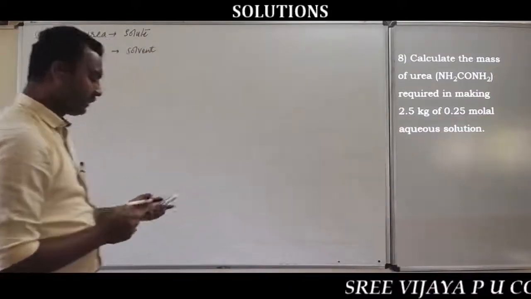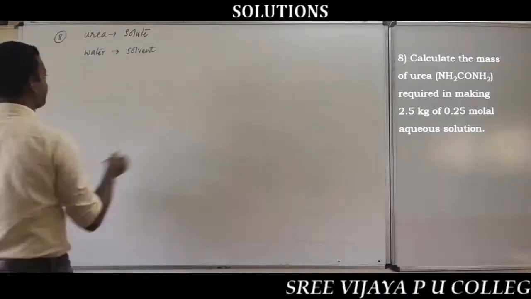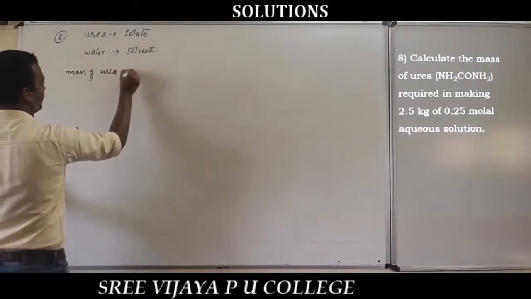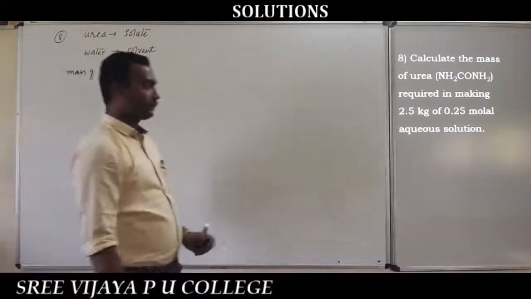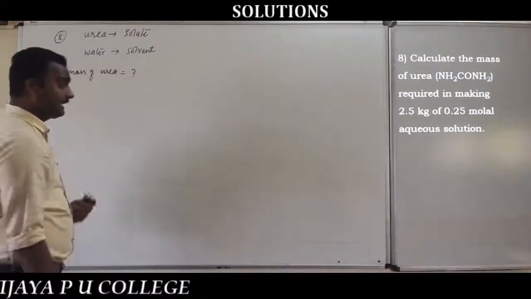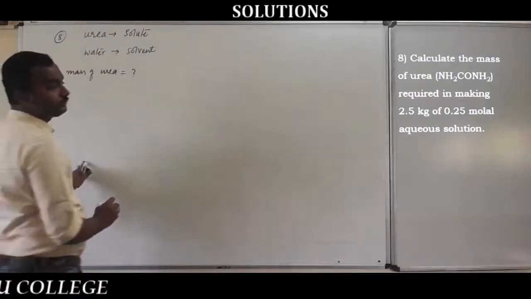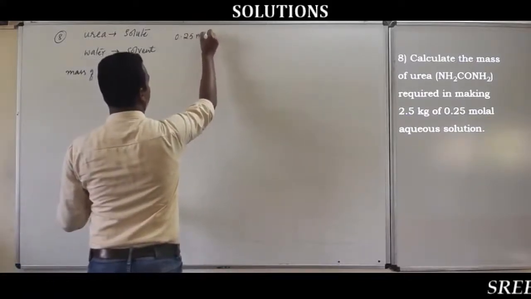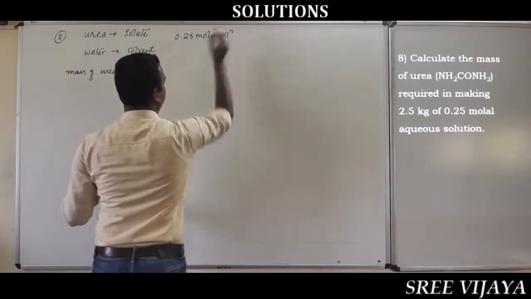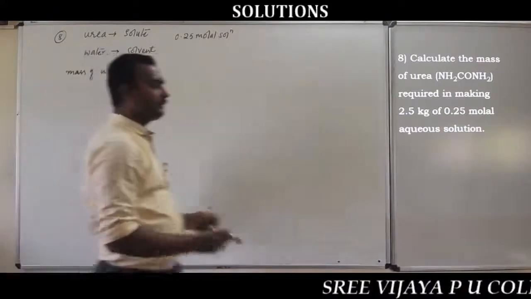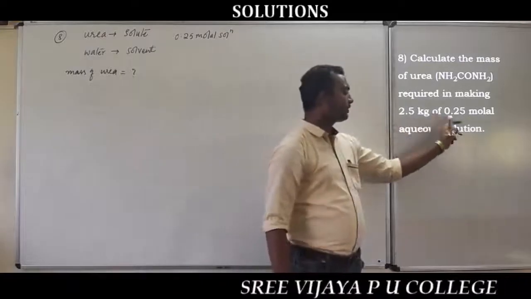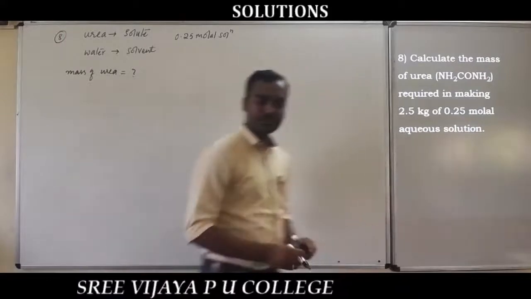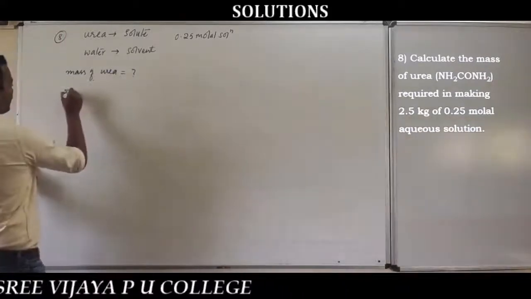So what do you have to calculate? The mass of urea, that is the mass of solute, required in making 2.5 kg of 0.25 molar solution. Here they give a 0.25 molar solution, and the mass of solution is given. Observe, 2.5 kg of 0.25 molar aqueous solution, so 2.5 kg is the mass of solution.